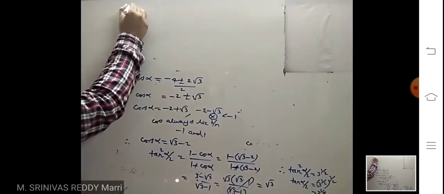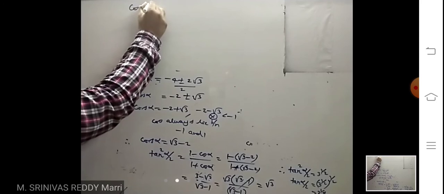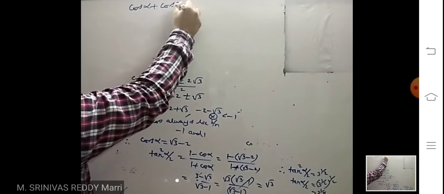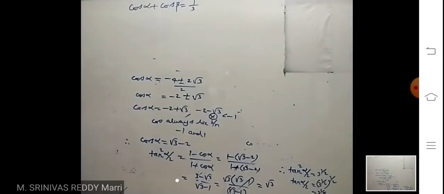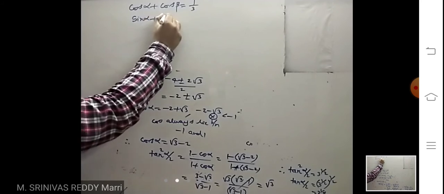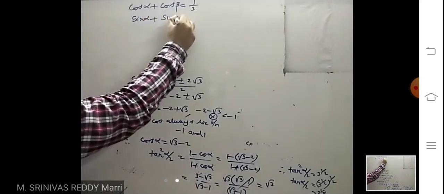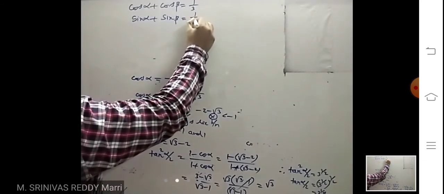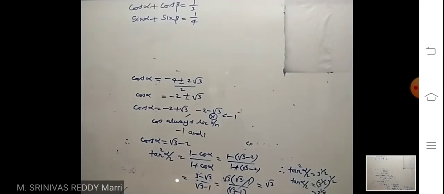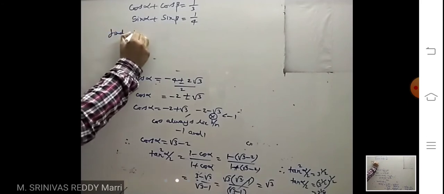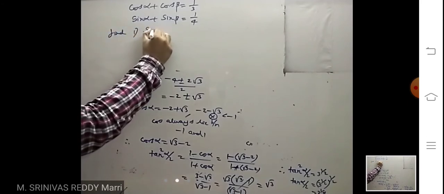Look at this: cos alpha plus cos beta is given as 1 by 3, and sin alpha plus sin beta is given as 1 by 4. Find these values.